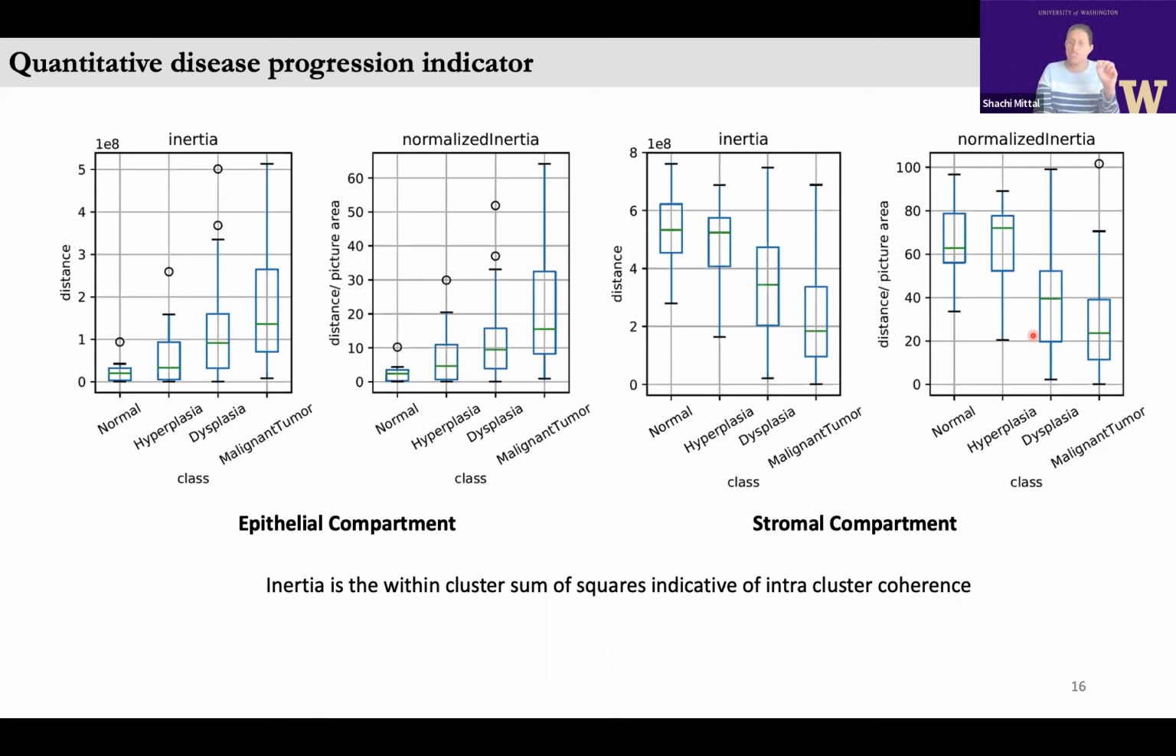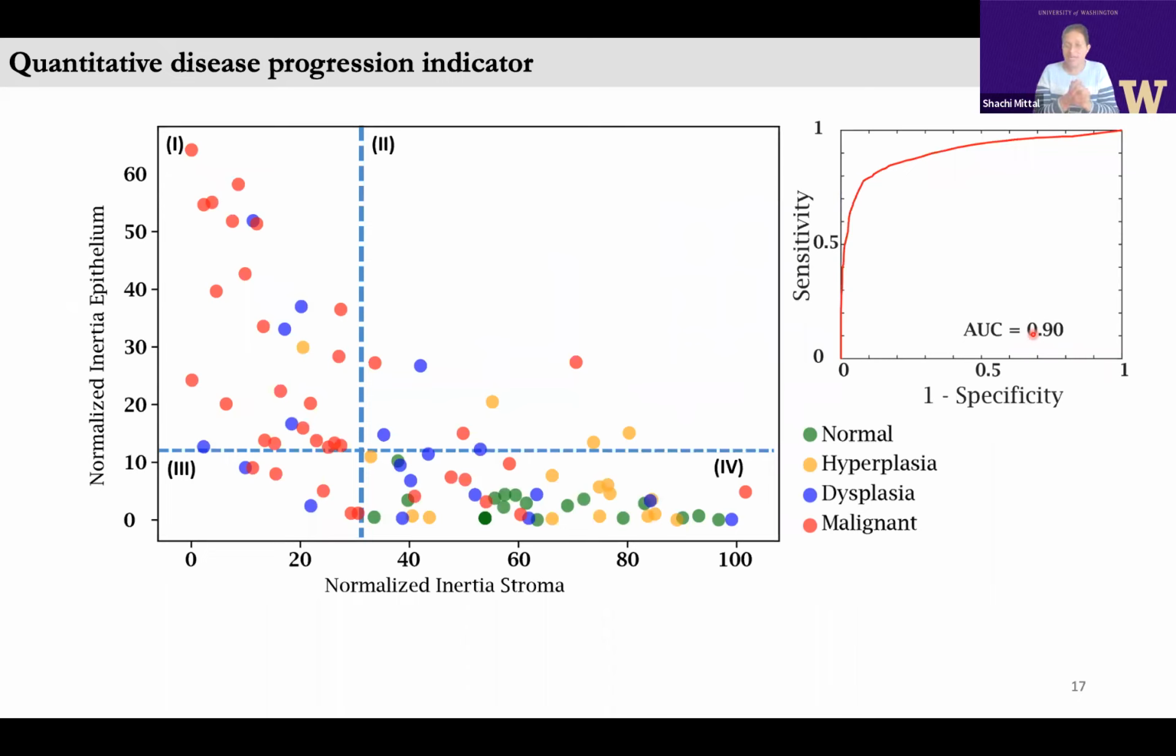So when we use this very simple spatial indicator, and we plotted the normalized inertia of epithelium on the y-axis and normalized inertia of the collagen compartment, or stroma compartment, on the x-axis for these 100 patients, along this dotted decision boundary, we were able to separate the normal and cancer patients with an area under the curve of 90% just by looking at the simple spatial indicator.